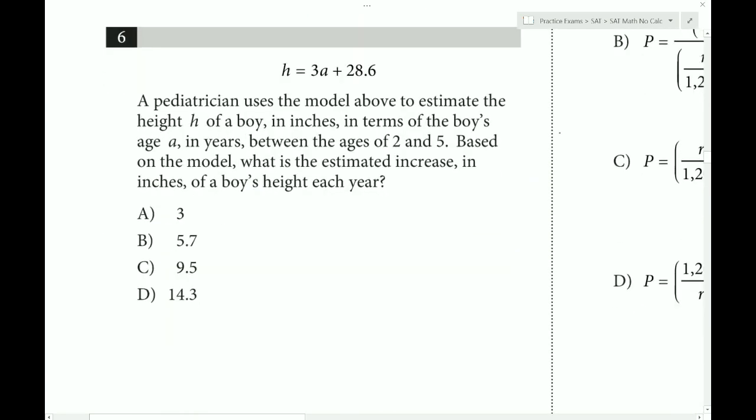Next, a pediatrician uses the model above to estimate the height h of a boy in inches in terms of the boy's age a in years between the ages of 2 and 5. Based on the model, what is the estimated increase in inches of a boy's height each year? So effectively, we're looking for the number of inches per year that the person grows. And as we could tell, this is a rate, or in particular, rate of change. And that's a fancy word for slope. So what we're effectively trying to do is to find the slope of this, which is a linear function.